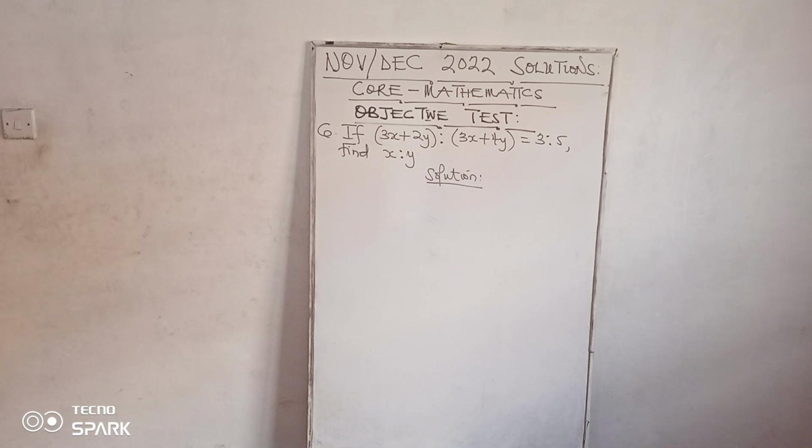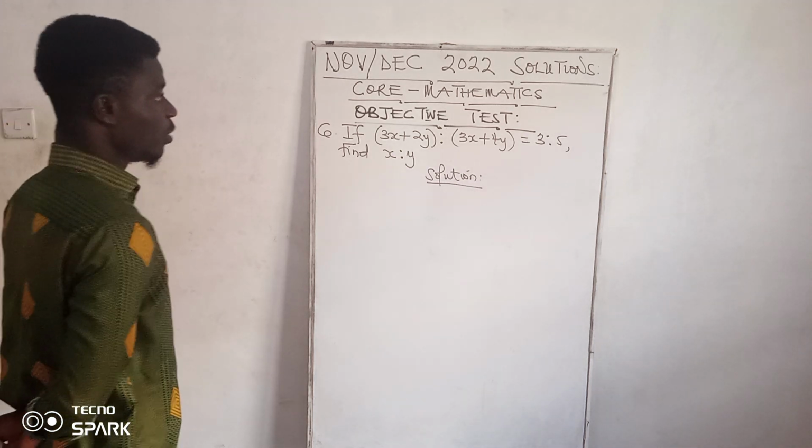Alright, so now let's see question 6. If 3x plus 2y, 3x plus 4y equals 3 to 5, find x to y. So we have a proportional question here, right? Proportion is an equation which makes what?